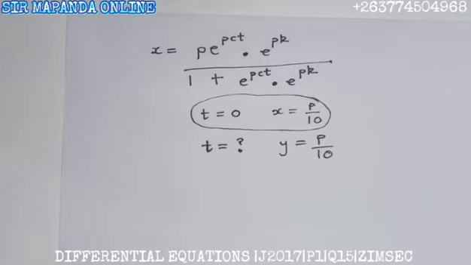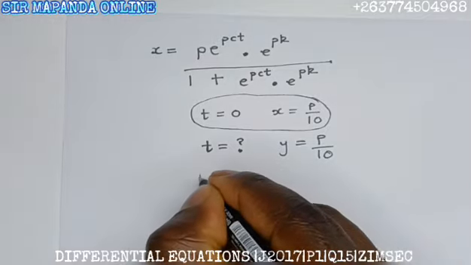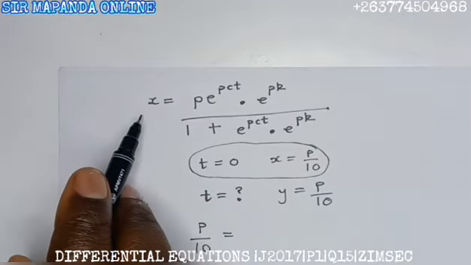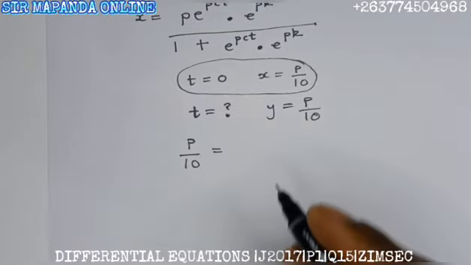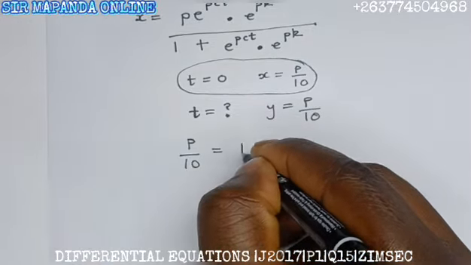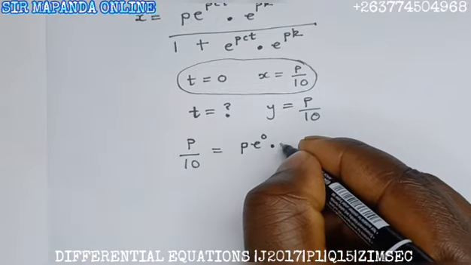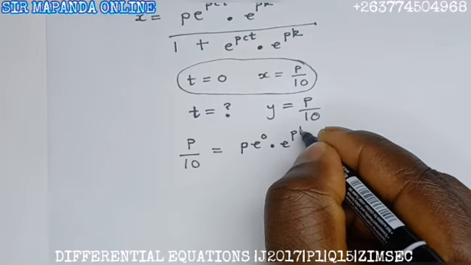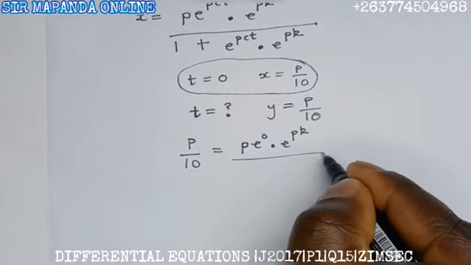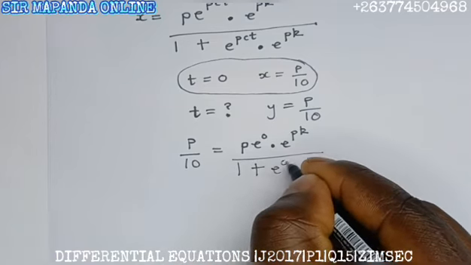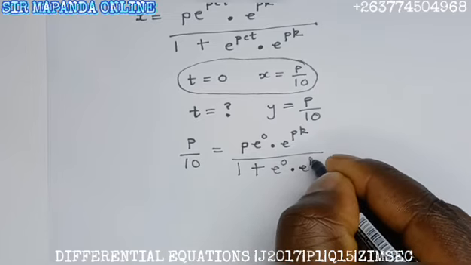Right, so after finding constant k, this is where you then find t when y is equal to p over 10. So I'm going to put p over 10 on the left side, where x is. Then if we put 0 for t, it means you now have p e to the power of 0 here, dot product e to the power of pk, all over 1 plus e to the power of 0, dot product e to the power of pk.